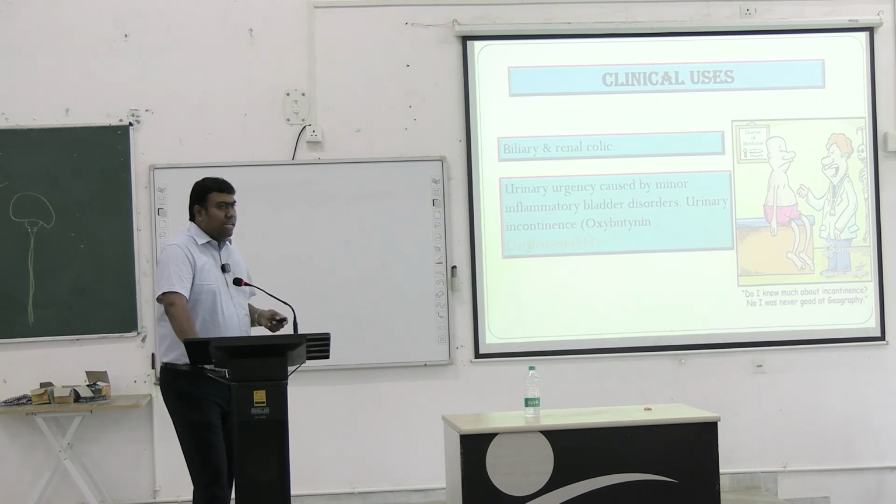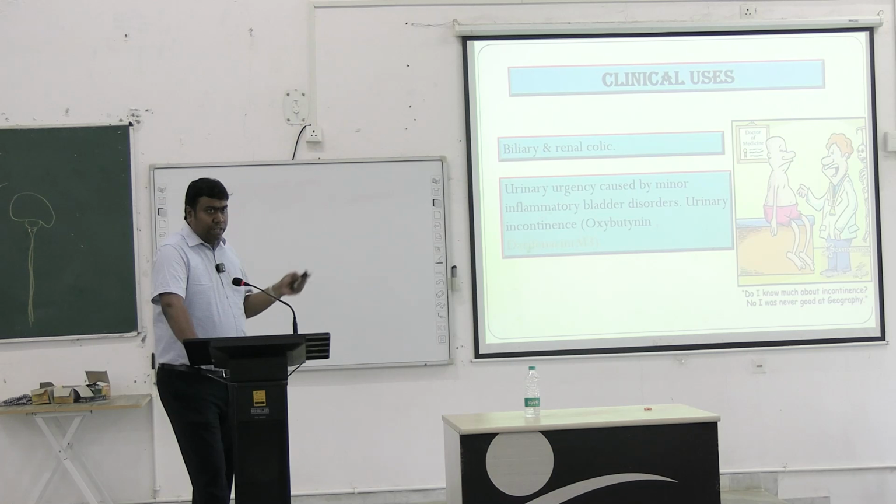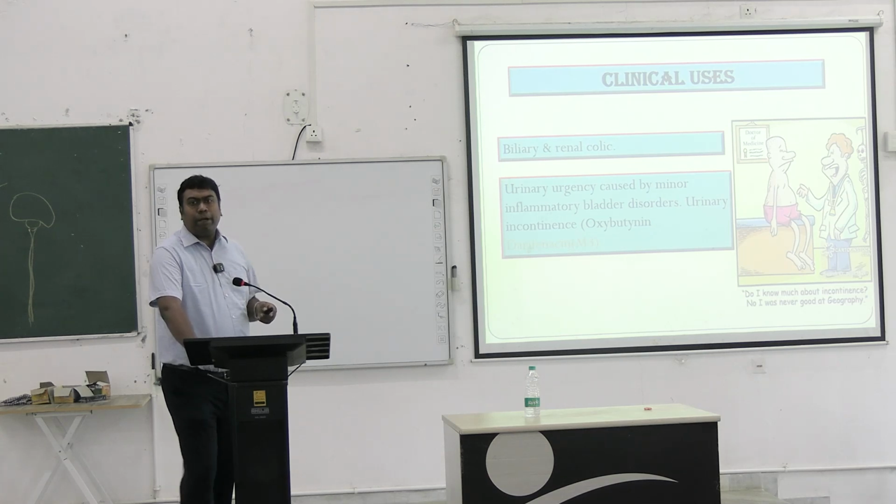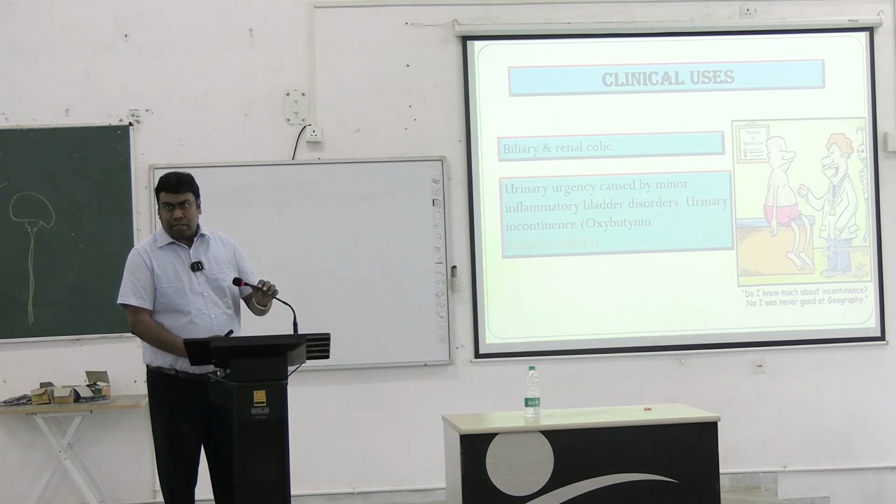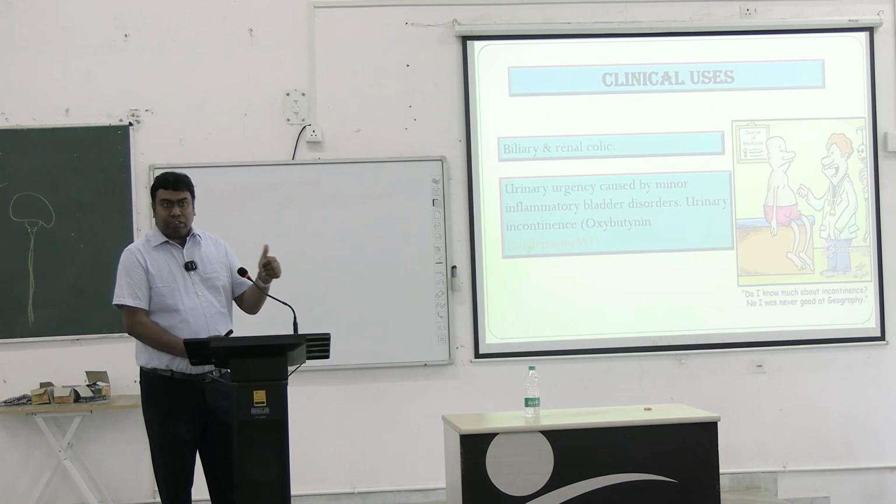Next is urinary urgency, because anticholinergics relax the smooth muscles. Oxybutynin and darifenacin act on the M3 receptor. M3 receptors are present in the smooth muscles of the eye, respiratory tract, GI tract and GU tract. You have to remember this.